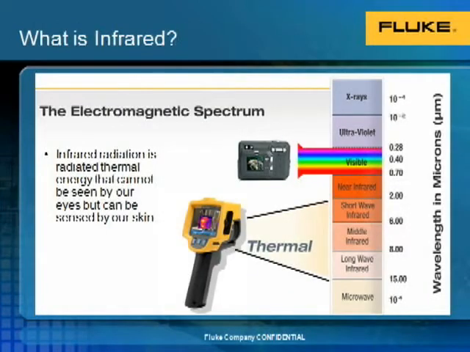Infrared is a wavelength within the electromagnetic spectrum. Infrared radiation is radiated thermal energy that cannot be seen by our eyes but can be sensed by our skin. As you can see here, the thermal or infrared wavelength is a longer wavelength than the visible light like we see with our eyes.